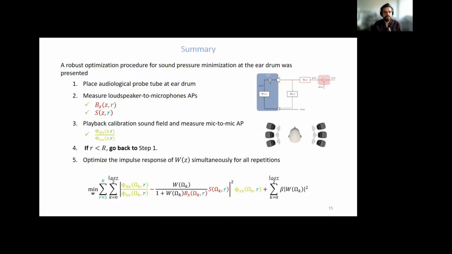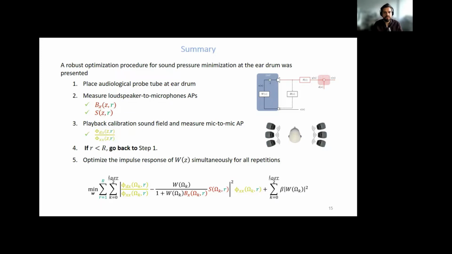So, we have come to the summary of this presentation. Today, I've shown you a robust optimization procedure for sound pressure minimization at the eardrum, which follows a 5-steps approach. First, we place an audiological probe tube at the eardrum. Second, we measure loudspeaker to microphone acoustic paths. Third, we play back a calibration sound field and measure with it the microphone to microphone acoustic path Vdx divided by Vxx. We repeat the first 3 steps until the amount of measurement repetitions is reached.